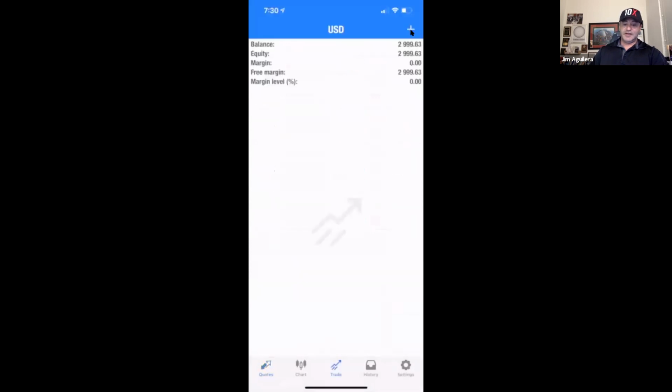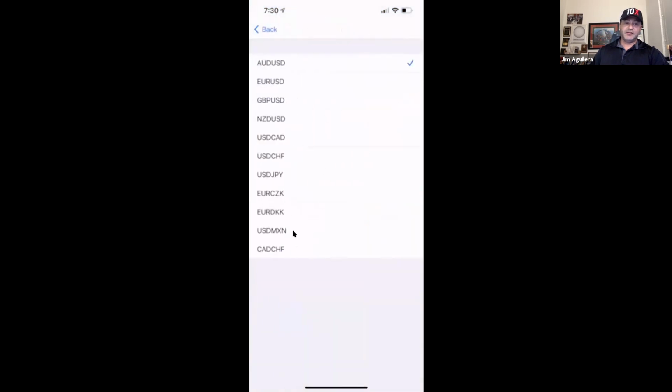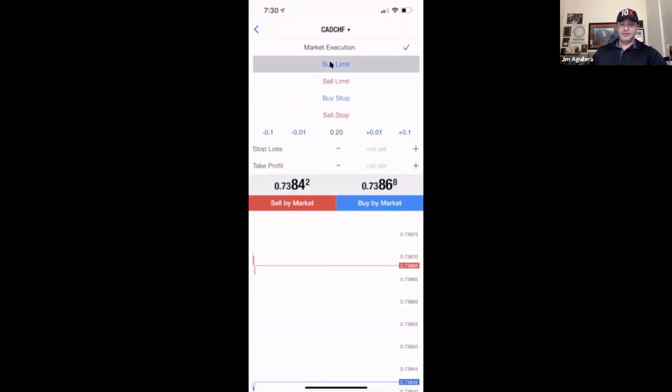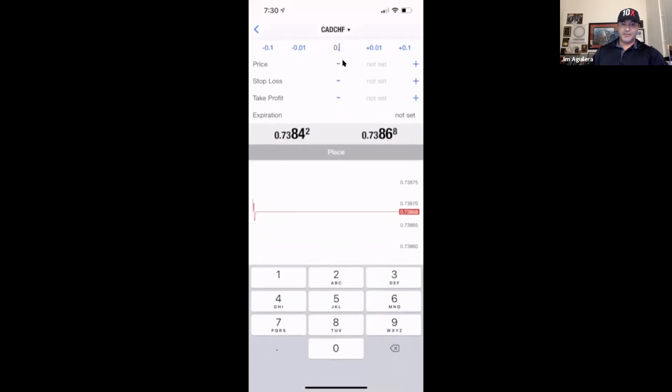So I go here, I hit add. Now I can pull up that currency that got added down here. And it's not going to be a market execution, because that means we're entering the market right at the current price, and that's not what the instructions are. The instructions are to buy limit. So we just tap here and select buy limit. And then we're going to use a 0.09 lot size that we got from our calculation.